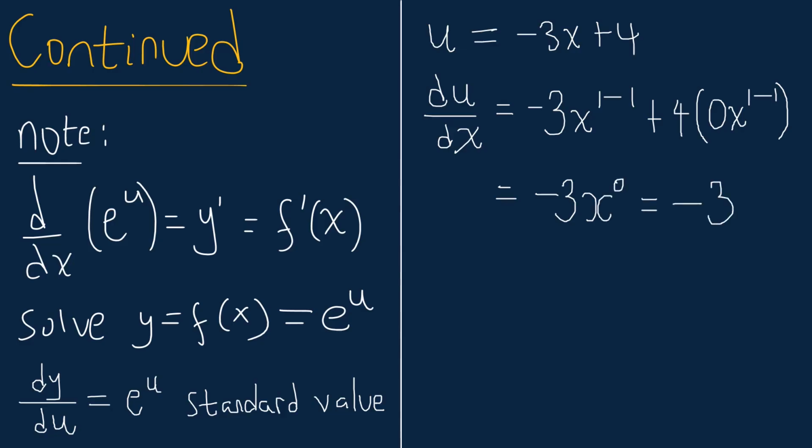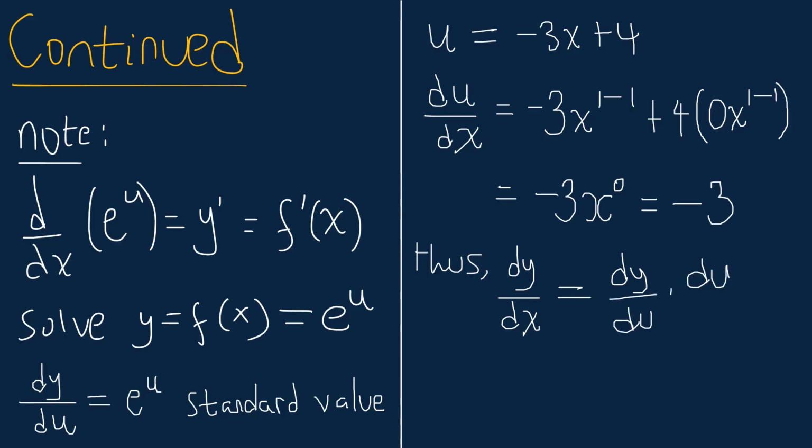Now, for the last step, apply the chain rule differentiation formula. Replace dy du and du dx with the results of differentiated terms. The answer to this exercise is minus 3 multiplied by exponential function raised to power minus 3x plus 4. Now you've learned how to solve chain rule differential calculus.